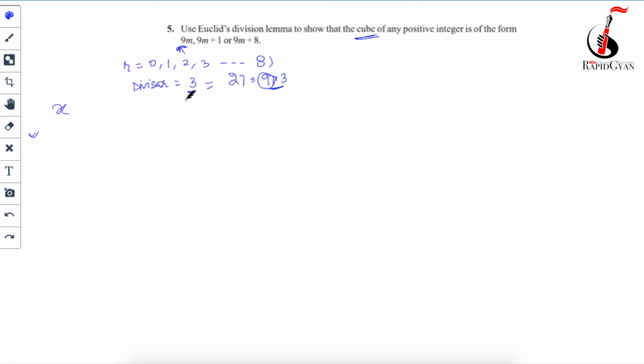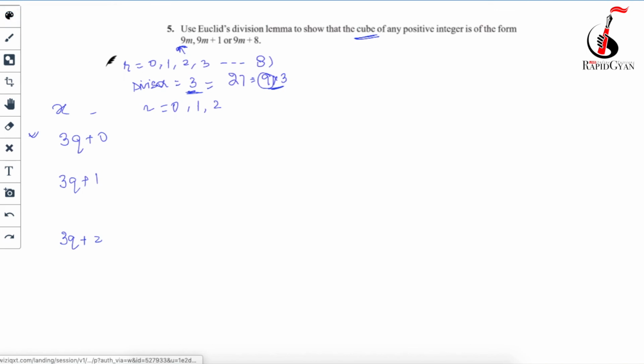Okay, so if I'm going to take 3 as a divisor, my possible remainder values will be just 0, 1 and 2, correct? So here I am going to write the possible values. The possible values will be 3q plus 0, 3q plus 1 and 3q plus 2. And since the question is demanding to write the cube, x will become x cube.